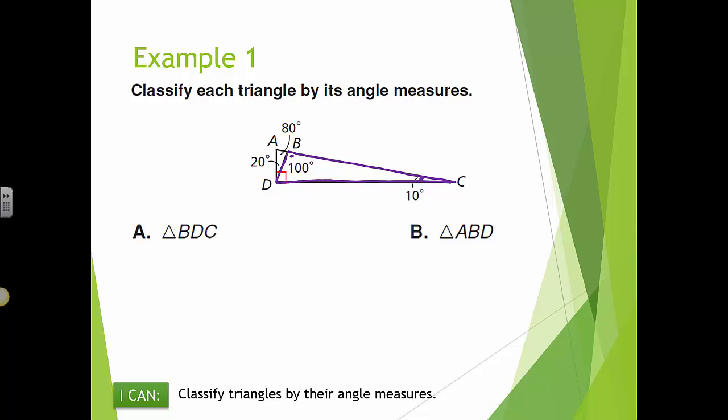So this has one obtuse angle, this 100-degree angle right here. So I am going to say this is an obtuse triangle, 1 obtuse angle.